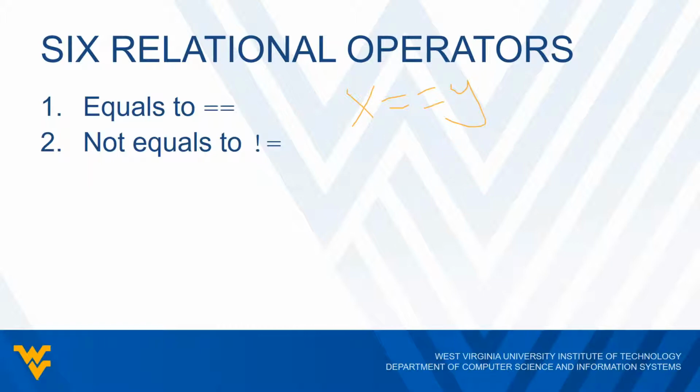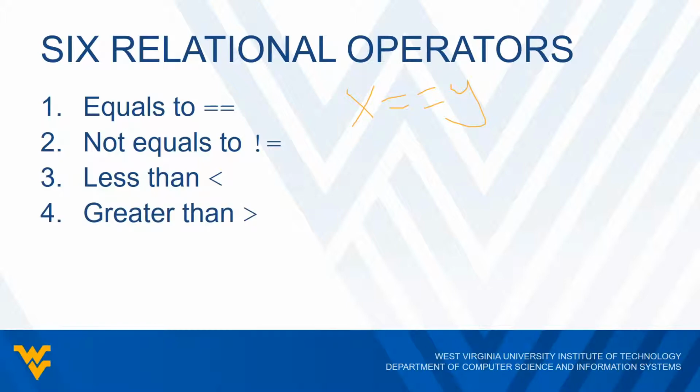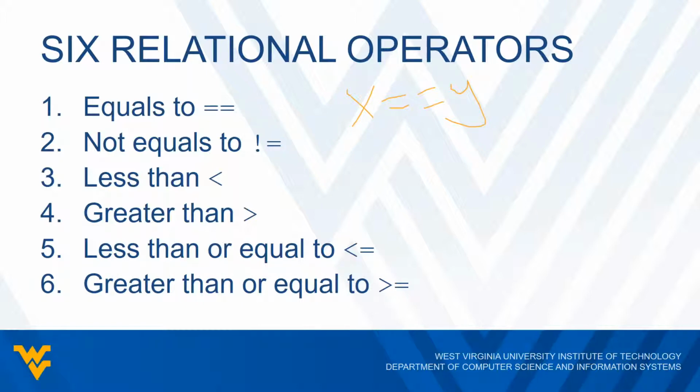And then the others are pretty straightforward. Less than just means we use the less than symbol, so we can check if x is less than y. I can use a greater than operator, which is the greater than symbol, to check to see if x is greater than y. I could do less than or equal to, which is the less than sign, but then we tack on an equal sign immediately afterwards. And then there's the greater than or equal to operator, which is the greater than sign, and then we tack on the equal sign right afterwards.